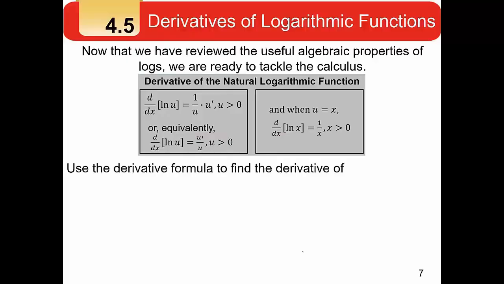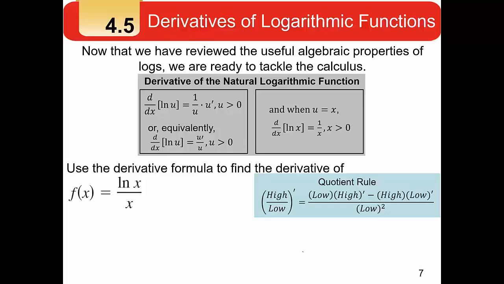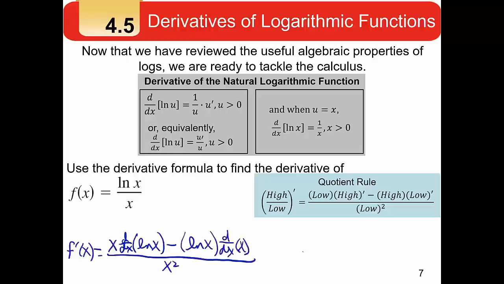How about this? Use the derivative formula to find the derivative of f of x equals natural log of x over x. Well, this is a fraction, so this will be a quotient rule. Low times the derivative of high minus high times the derivative of low over low squared. So that's low, which is x, times the derivative of high, which is natural log of x, minus high, which is natural log of x, times the derivative of low, which is x, and then over low squared, which will be x squared. And of course, the derivative of natural log of x is 1 over x, and the derivative of x is just 1, so you end up with x times 1 over x, which is just 1.